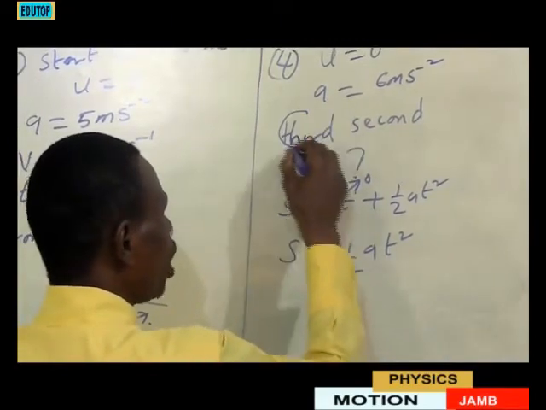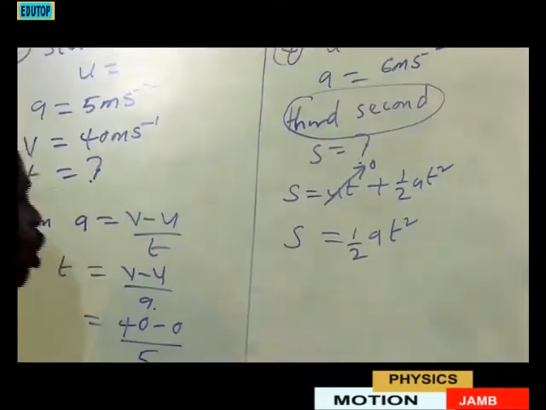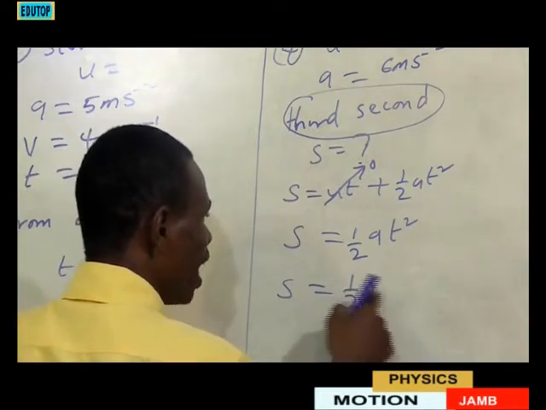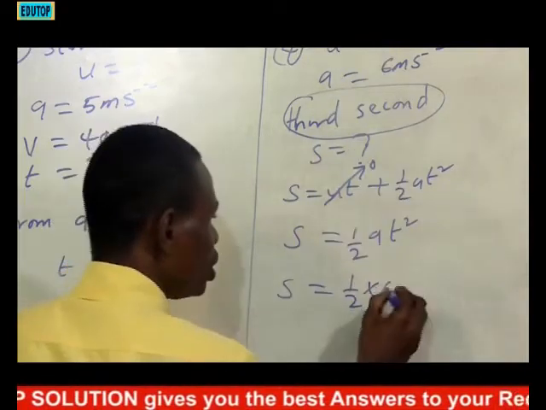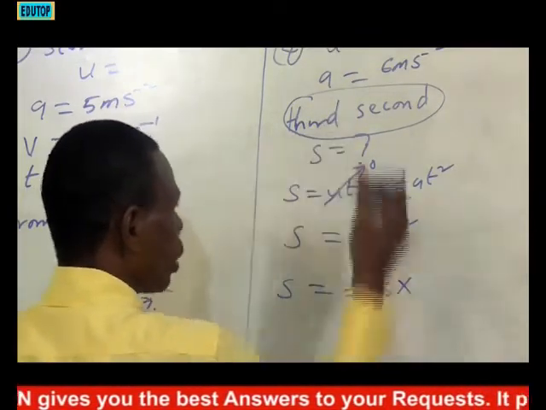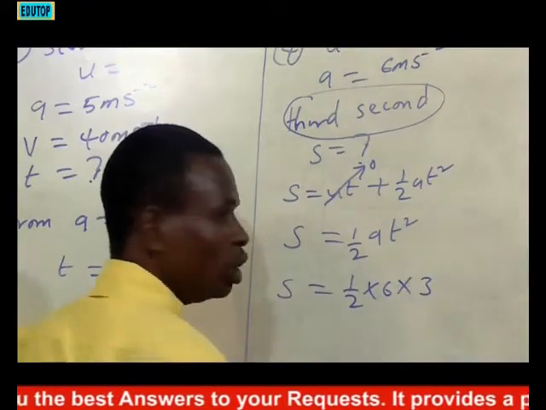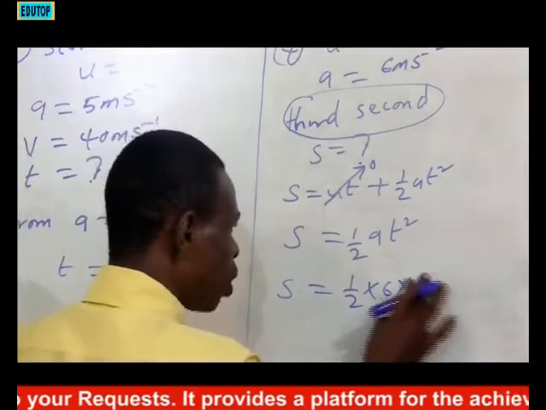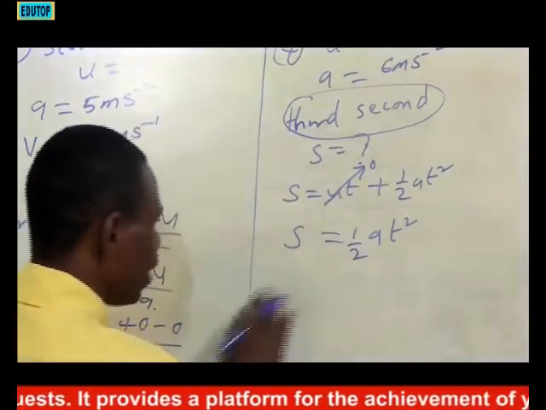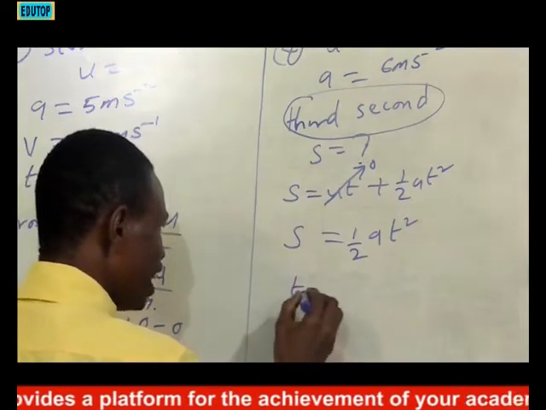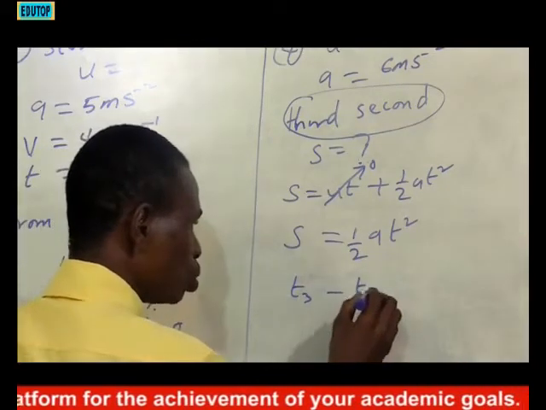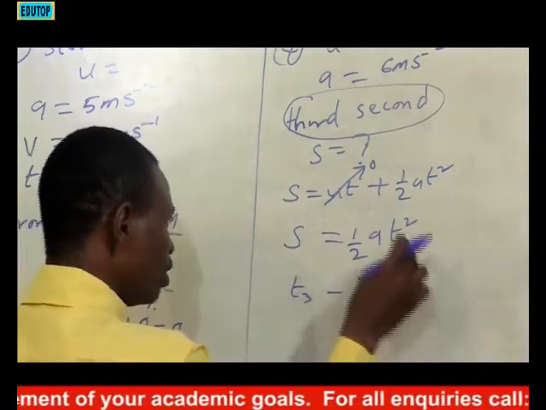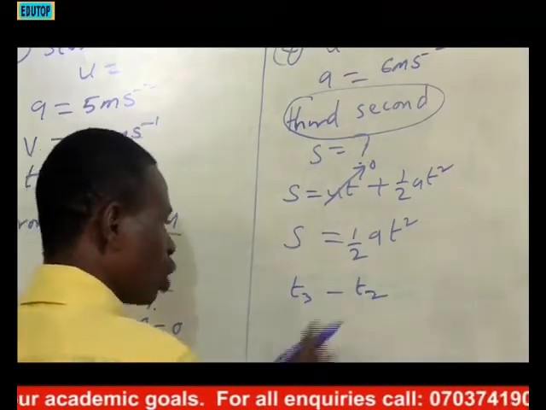We are looking for distance, acceleration is there. But this is what I want to emphasize. Don't come and tell me S is equal to half times A, 6 times, then they say 30 seconds, you just put 3 there and go your way. You will miss it. This is what I'm trying to say. So the 30 seconds in this place is referring to T3 minus T2. That is, they are referring to when T is equal to 3 seconds and when time T is equal to 2 seconds.